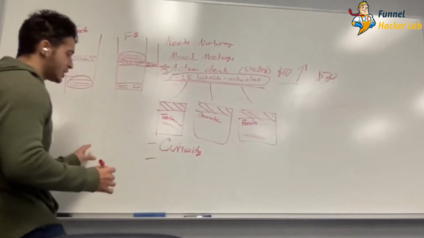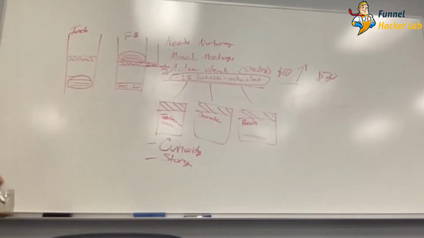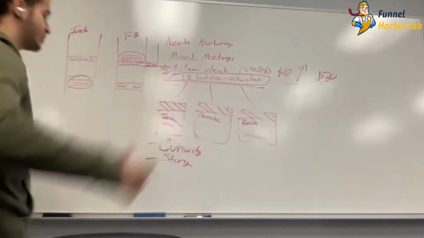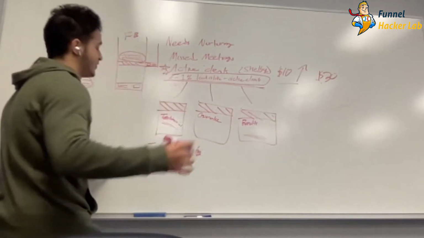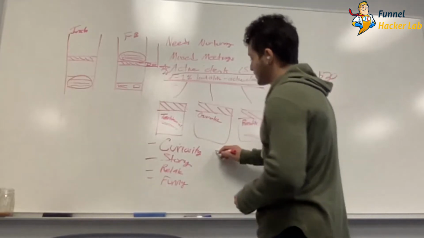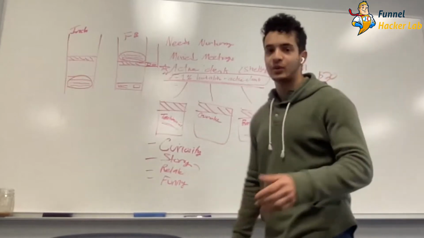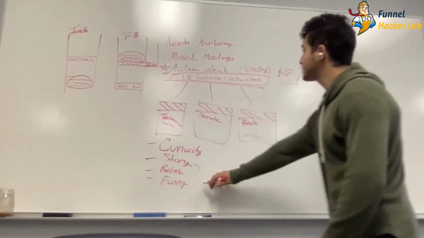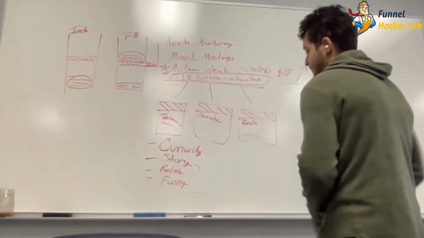Another one is a story. Story does really well, something that relates to them. Curiosity, a story, or something they can relate to. Or something that's funny. These are the best ways to get someone's attention: some sort of curiosity, some sort of story that they can relate to, that ties into both, or something that's funny, which is why memes do so well. We'll go over the memes later.